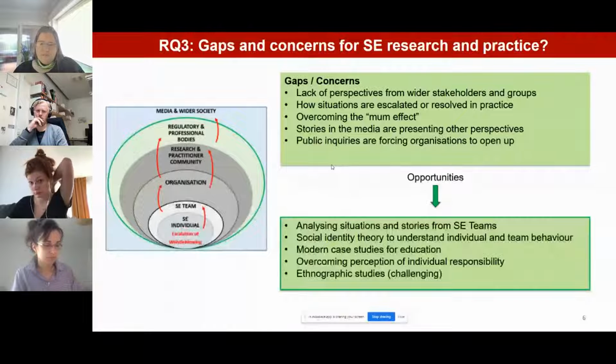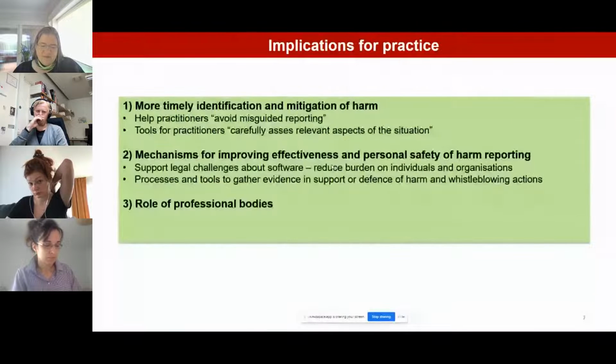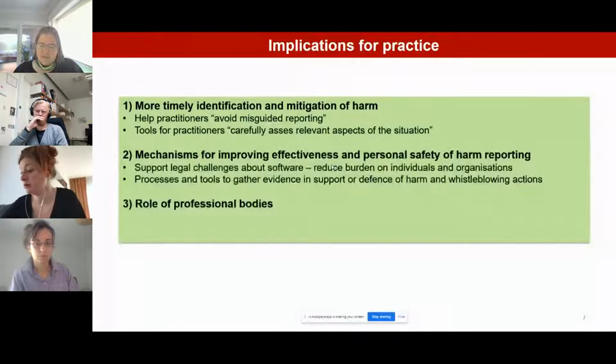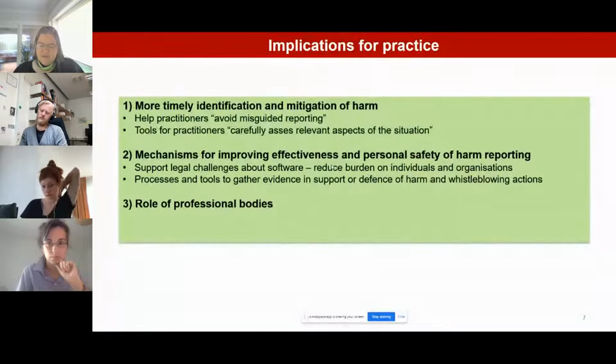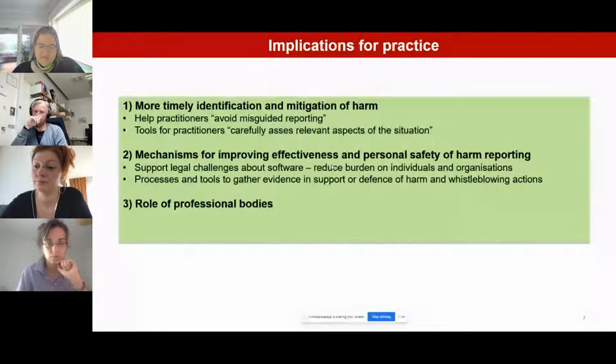And we conclude with some implications for practice. Firstly, to find approaches that can help a more timely identification and mitigation of harm. Secondly, to find mechanisms for improving the effectiveness and personal safety of harm reporting, in particular to reduce the burden on individuals and organisations seeking to produce evidence in support or defence of whistleblowing actions. Finally, we look to professional bodies for support and advice for practitioners finding themselves in harmful situations.